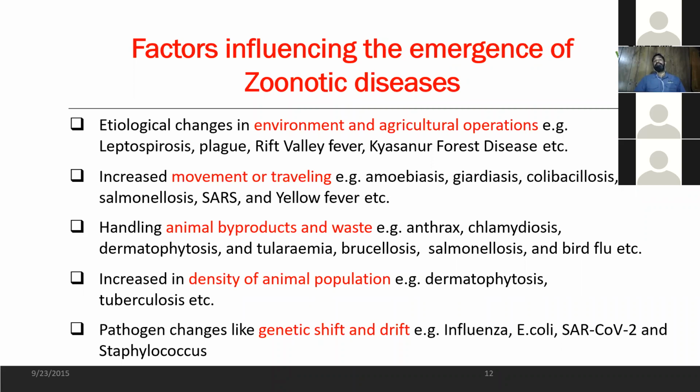And handling animal byproducts and waste is also a potential influencing factor for emerging zoonotic disease. You can see some examples like tularemia, brucellosis, even anthrax, salmonellosis, bird flu. And other influencing factors: the density of animal population, for example dermatophytosis and tuberculosis. Again, a high number of animals in a given area also increases such zoonotic emergence. And pathogen changes like genetic shift or drift, for example influenza, E. coli. We can even take our own SARS-CoV-2, Staphylococcus; all are changes within the genetic makeup.